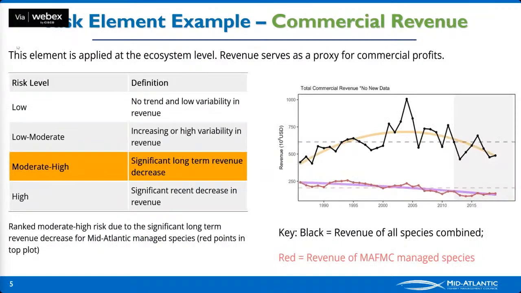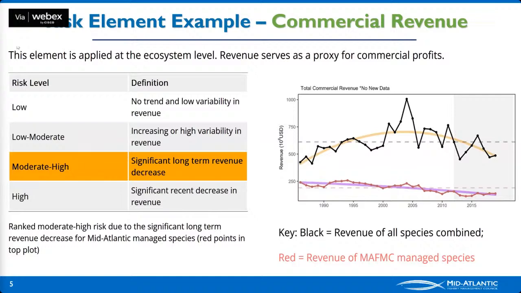So just one example here, this is a risk element that we have in our current risk assessment. It's commercial revenue. And the definition associated with this one is risk to maximizing commercial fishery revenue. And so this element is applied at the ecosystem level. We apply our risk elements at different levels, either at the ecosystem level, so across all of our fishery management plans, so there's one risk that's assigned across all of our different fisheries, or we could break it down by fishery, or by species and fishery. So this one's applied at the ecosystem level, and we're using here revenue as our proxy for commercial profits, which helps us define what commercial revenue may be looking like.